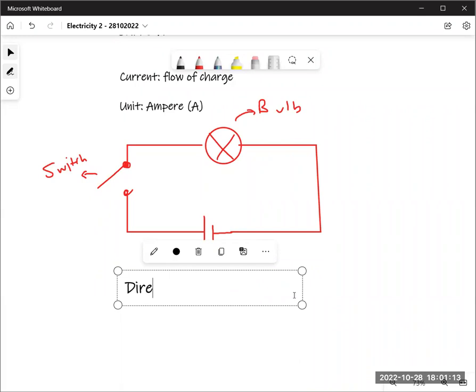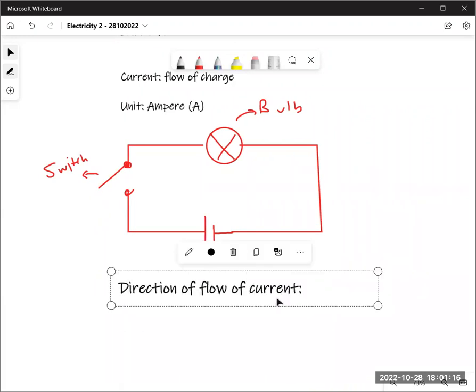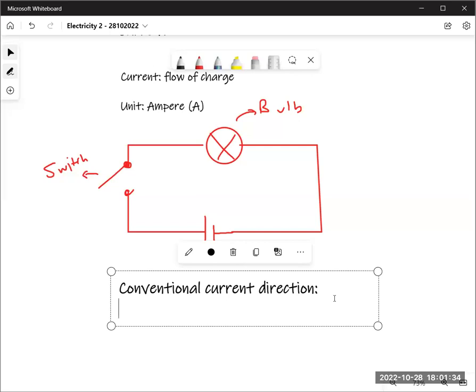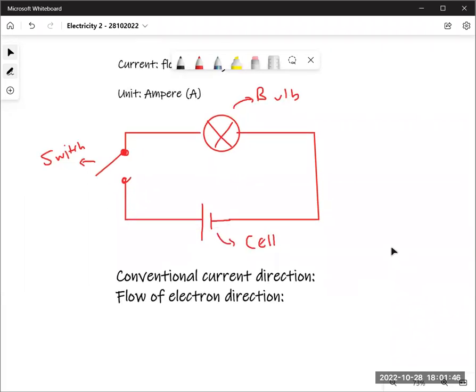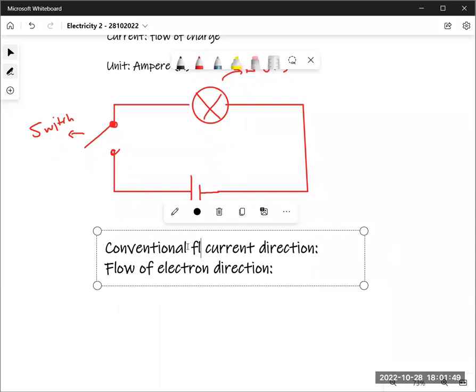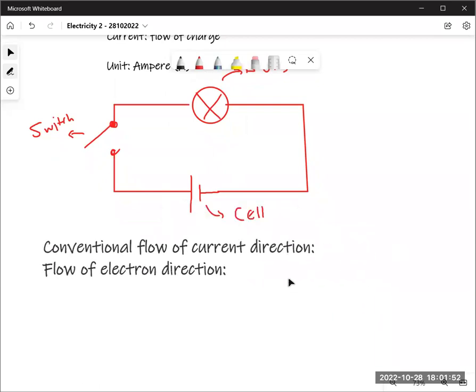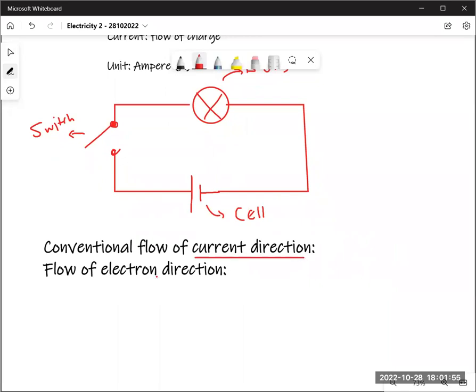Sir, we should also draw this. Yes, you should. Direction of flow of current. Right? Instead of writing this, just write conventional current direction. Then we write electron direction. And underline these two things: current direction, electron direction.